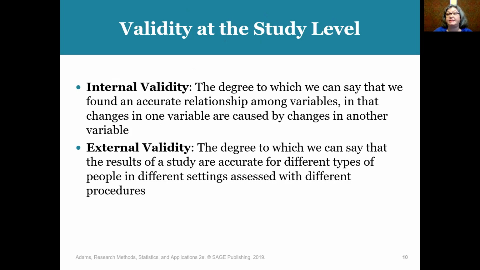In terms of validity at the study level, we've already talked a little bit about this, right? Internal validity, remember, is the degree to which we can say that we're confident that we found an accurate relationship among the variables. So when we did the manipulation in the independent variable, it caused that change we saw in the dependent variable. Internal validity is going to be established by how clean your experiment is. External validity is the degree to which we can say that the results of a study are accurate for different people in different settings assessed with different procedures. In other words, external validity is going to be more related to the generalizability of our findings.